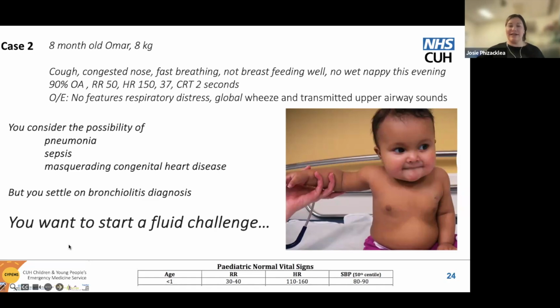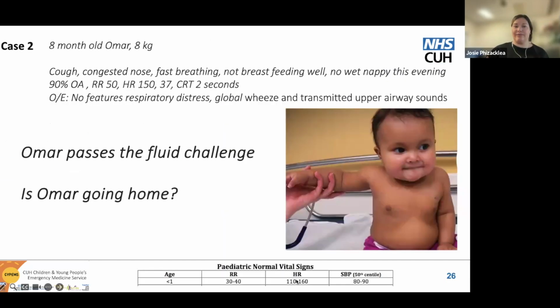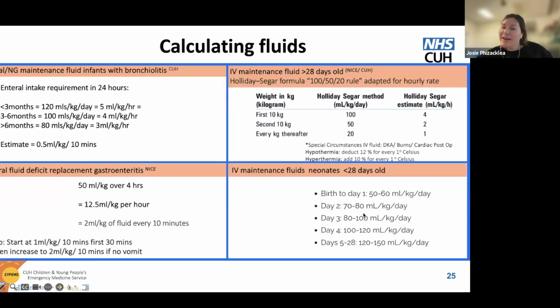so you want to start a fluid challenge. So with this patient, if anyone can put into the chat what you're going to go for with your fluid challenge. I'll put his weight back up. 8 kilos. So we've got from Charlotte, could try oral, may end up needing an NG if he continues to feed poorly. And yeah, 0.5 mil per kilo. I think it's a good starting point. Yeah, so we've got a few answers there.